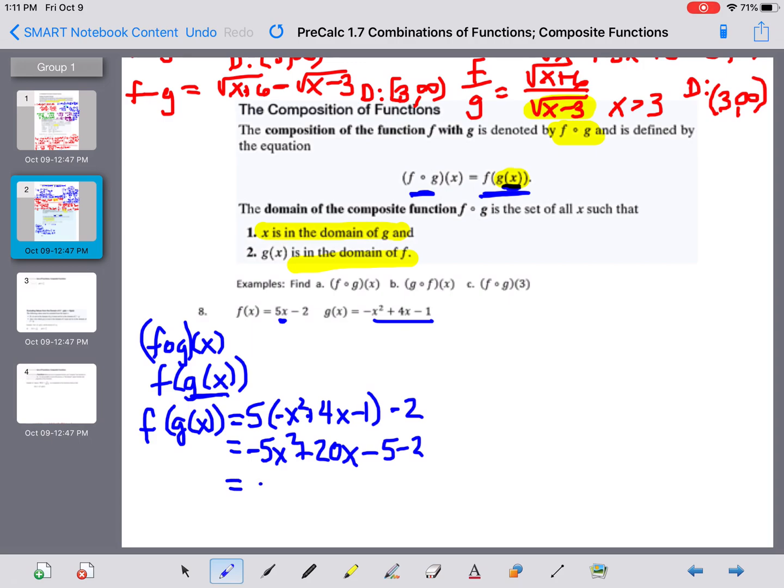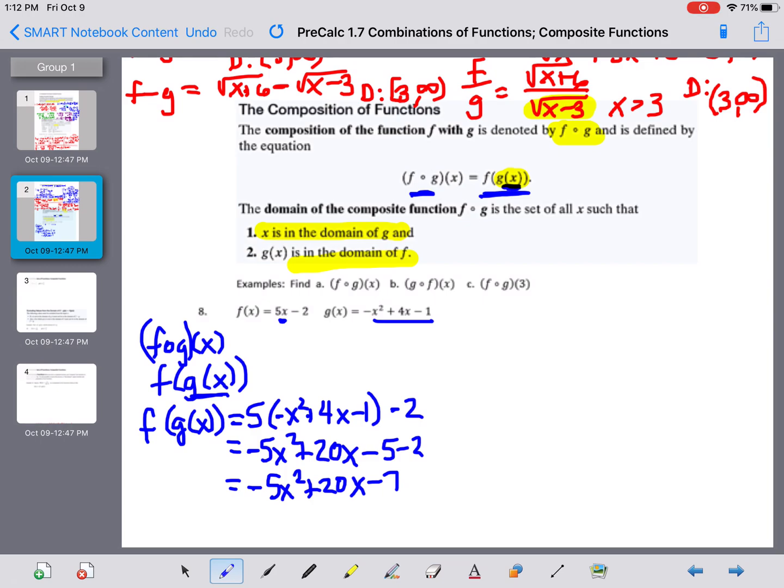That simplifies to 15x. No, I'm sorry, those two do not join. This is where I really could use you guys keeping me in line. Negative 5x squared plus 20x minus 7. I think that's the best we can do.